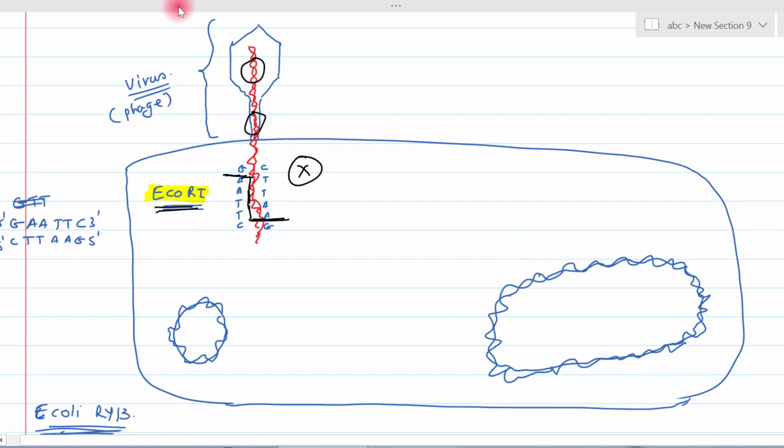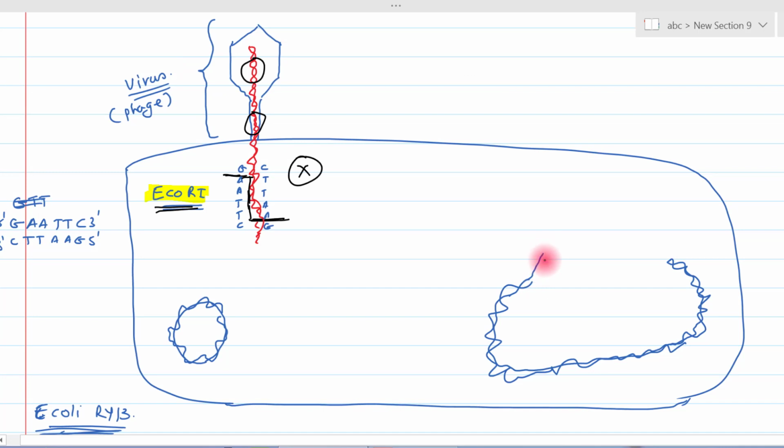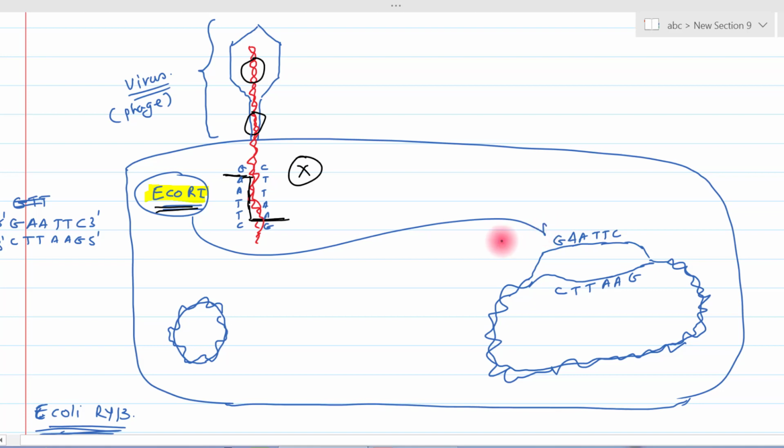Suppose, what I am going to do, I am going to show this DNA sequence with the strands separated, for illustrative purposes. Suppose this is one loop of DNA. Over here there is a GAATTC site, and on the opposite strand it is going to be CTTAAG.